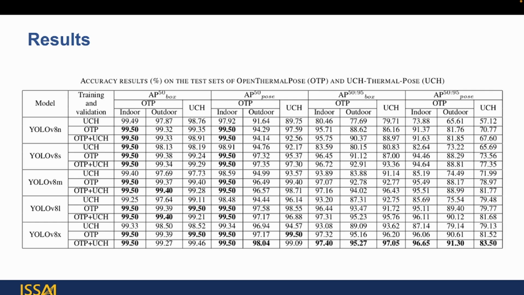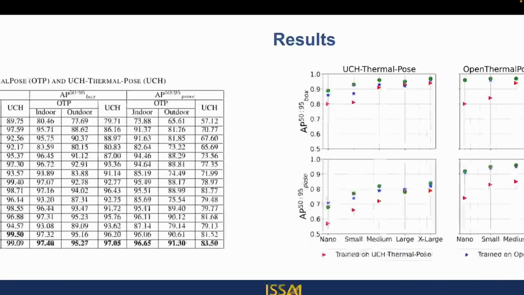The largest model, YOLOv8-Pose, also saw significant improvements, with AP50-95 pose scores rising from 87.14%, 79.14%, and 79.13% to 96.06%, 90.61%, and 81.52% across the test sets.